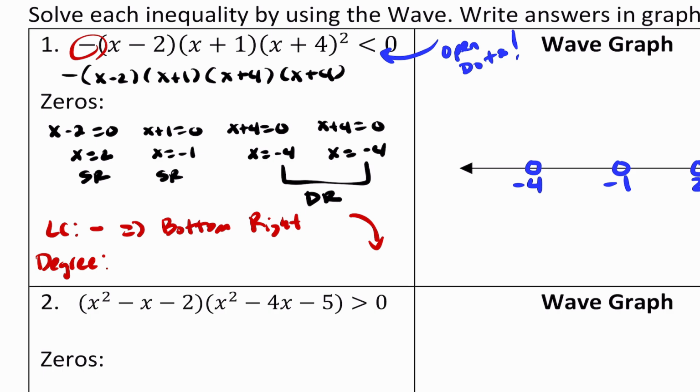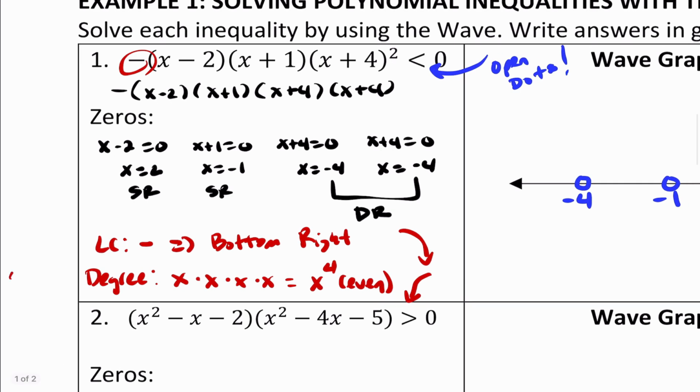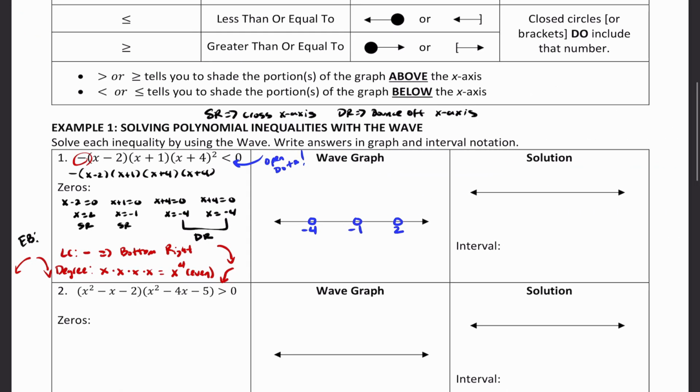So to figure out the degree of this thing, I would just multiply all of these x's. So x times x times x times x is x to the fourth. And we know that this number here is even. So I'm going to write even. So if this is bottom right, then this other half should be bottom left. Okay, so the end behavior should look like that. Okay, so here we go.